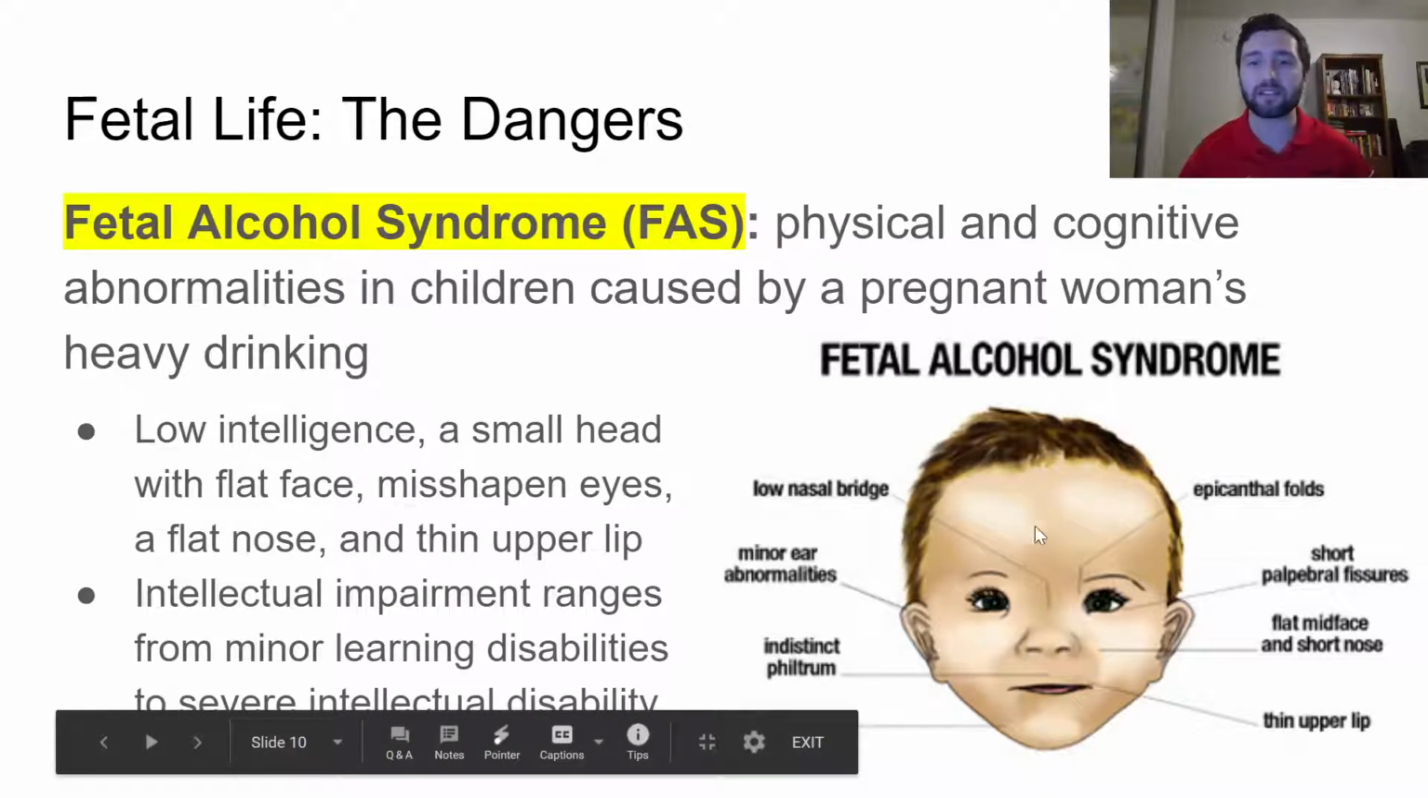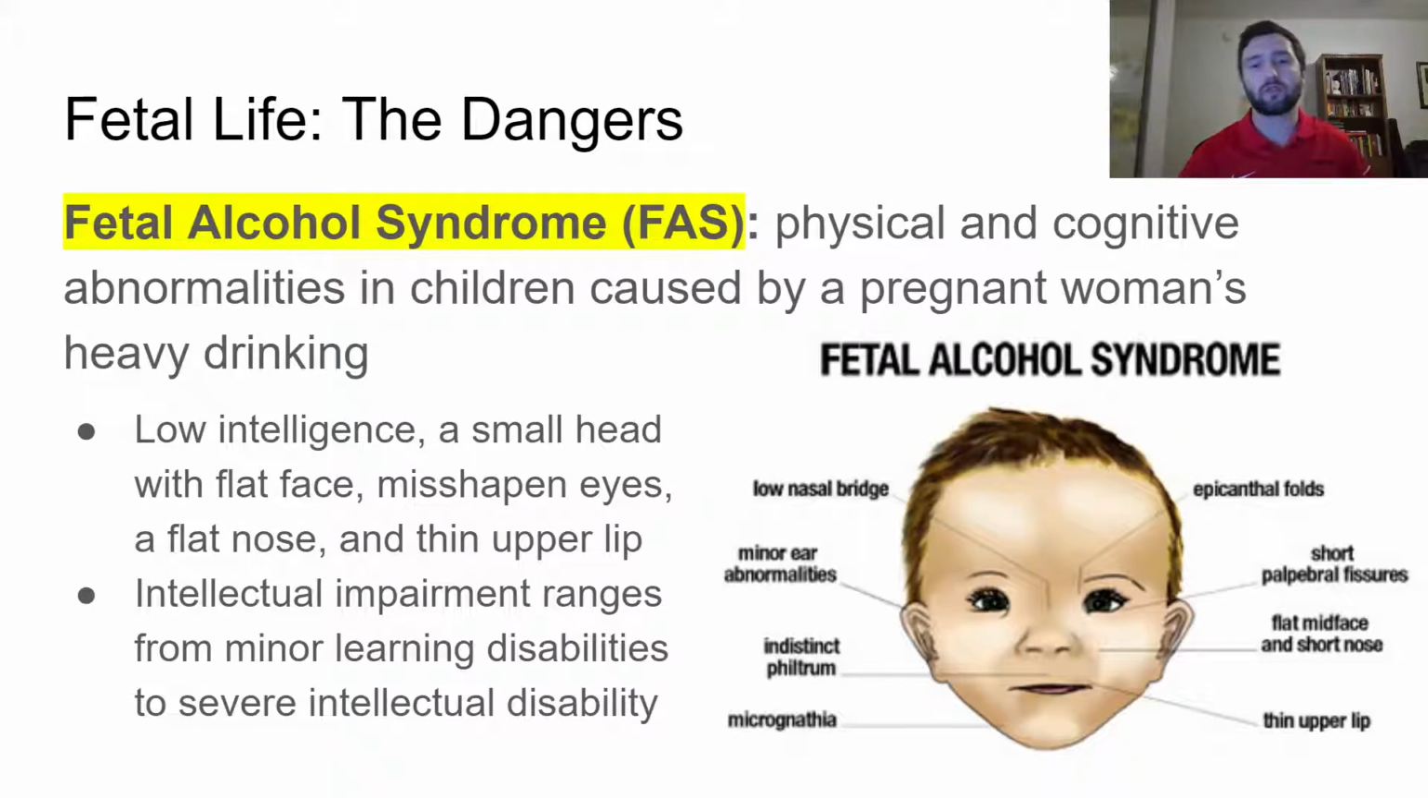They tend to have misshapen eyes. I believe they're almond shaped, if I remember how they describe them, and a thin upper lip. So their upper lip will be very, very thin. The intellectual impairments range from minor learning disabilities to severe intellectual disabilities. So again, there's a wide variety, but fetal alcohol syndrome is one that's generally very easy to see, right? There's physical changes that we can look at a child and almost say, okay, there very well could have been some fetal alcohol syndrome causing these different disabilities or problems that we're seeing.